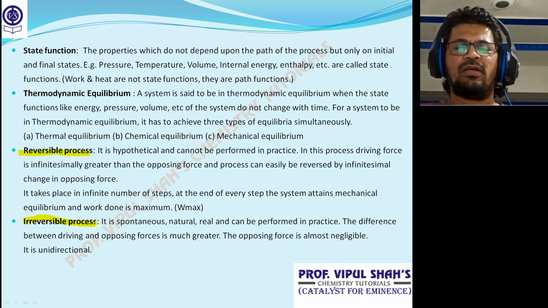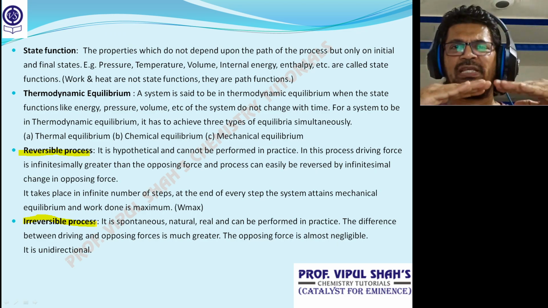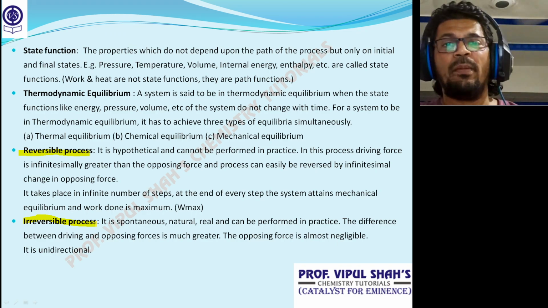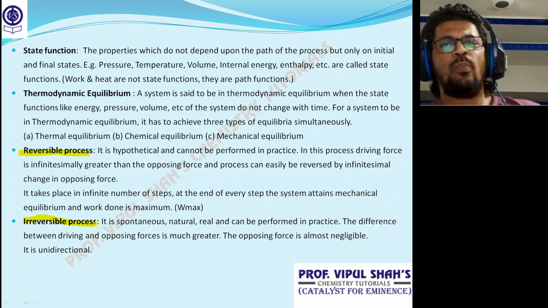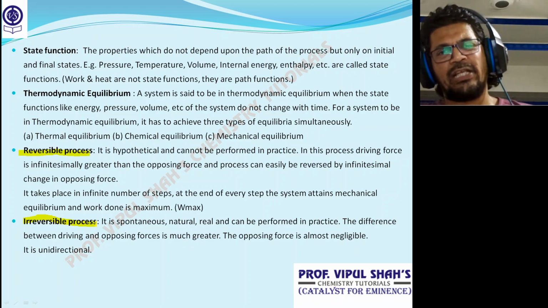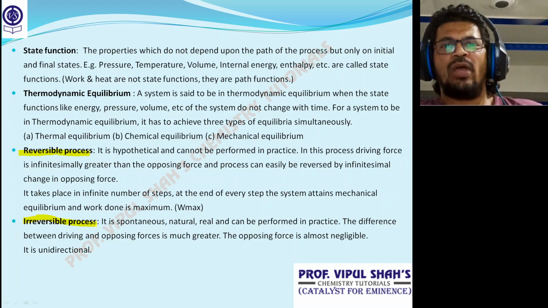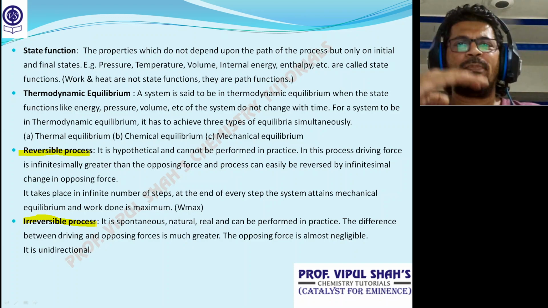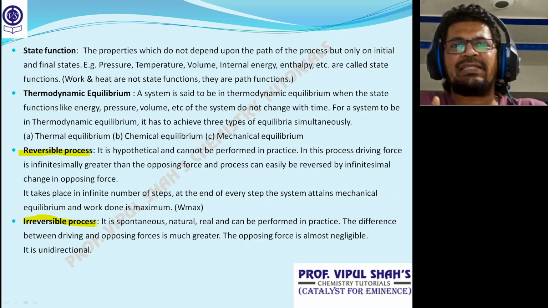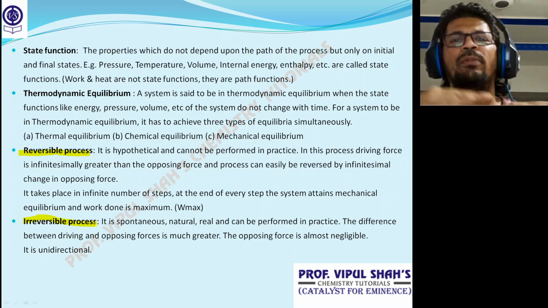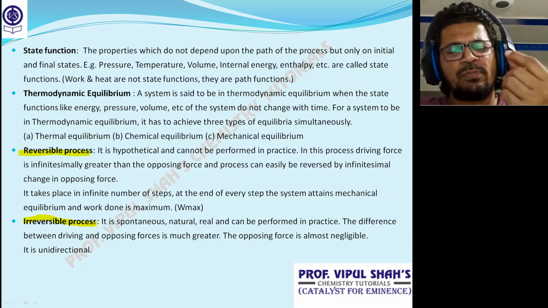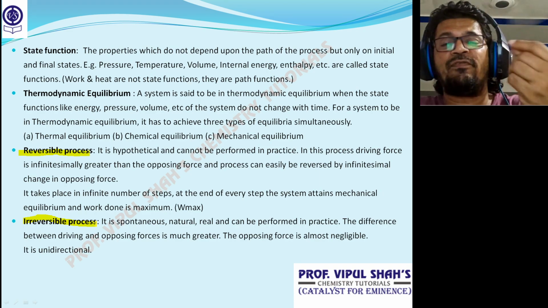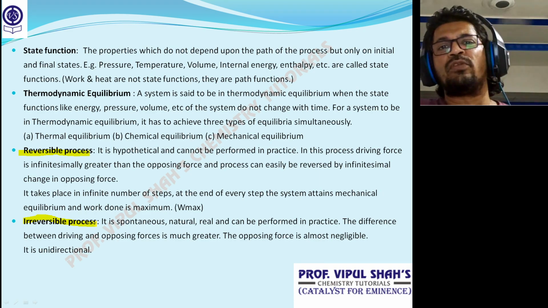In a reversible process, what is happening now? When the piston comes up and stops at a height h, an equilibrium is formed between the driving force and the opposing force. Now if the opposing force, that is the gas inside, expands a little bit more, what's going to happen? The piston will rise a little bit upwards. Again, an equilibrium will form between the driving force and the opposing force. Again, the opposing force will increase by a very, very small, infinitesimally small amount. Again, the piston will move upwards.